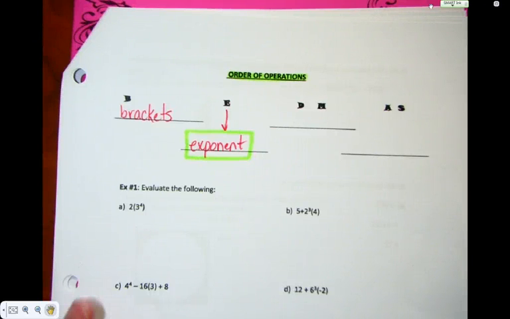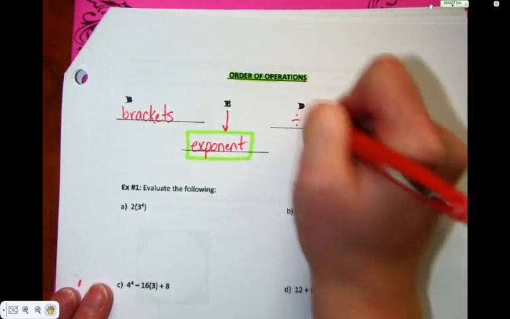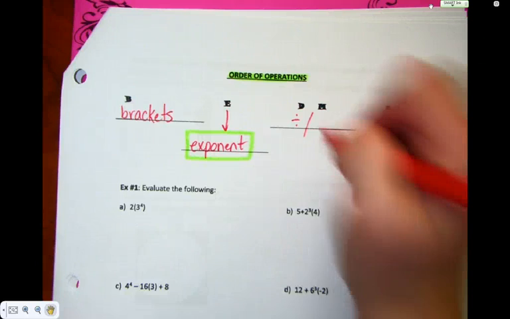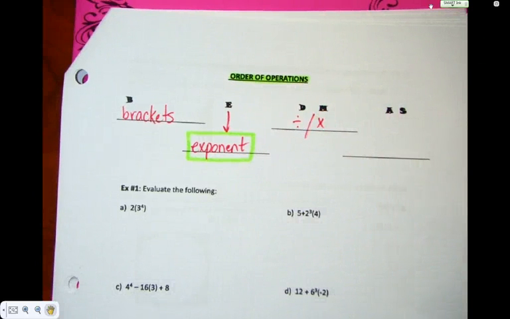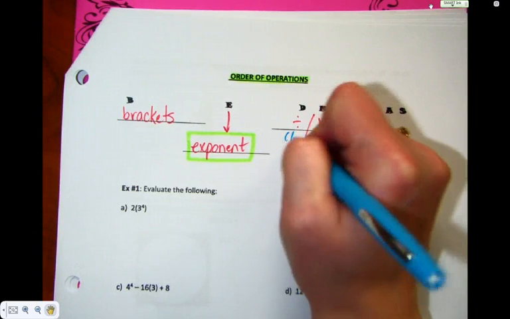Matter, what does the D stand for? Division. And what does the M stand for? And why did I group them together? So there's a special deal with D and M. Doesn't matter what order, as long as you do them after E. What order do we typically do them? Left to right.